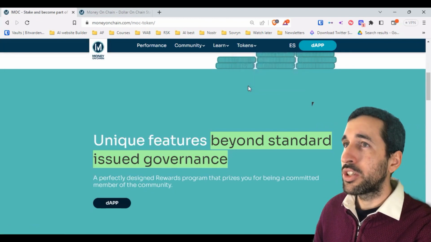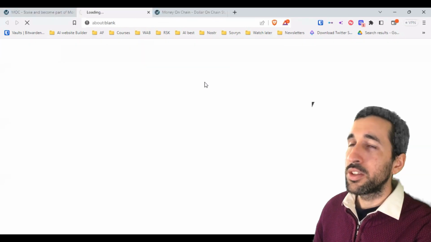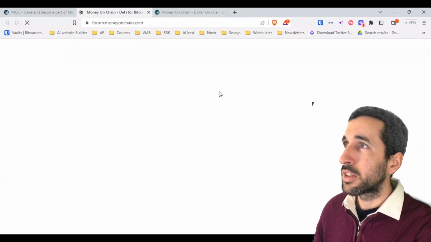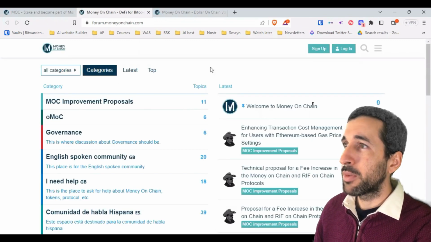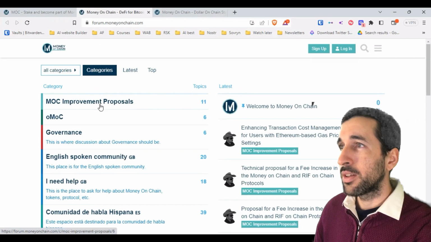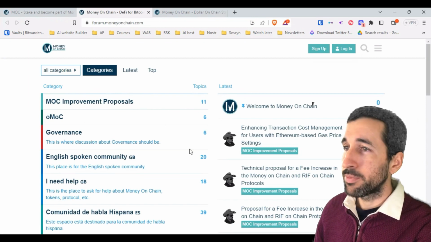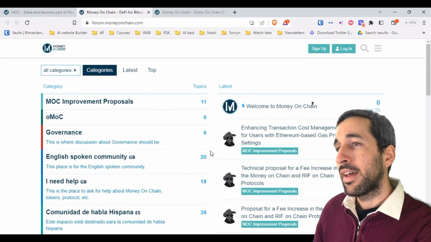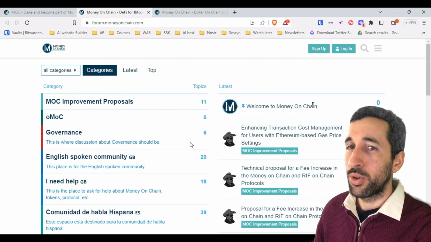And the last thing I want to show you is that if you go to this tab that says community and you go down to the forum, here is where the governance takes place. So we talked about how MoC gives you voting power. So in the forum is where the improvement proposals, these are the changes to the protocol itself, are presented to the community and people can discuss, and then it goes into voting. And with your wallet that has the MoC tokens, you can vote yes or no.